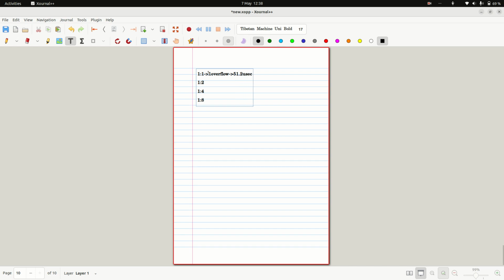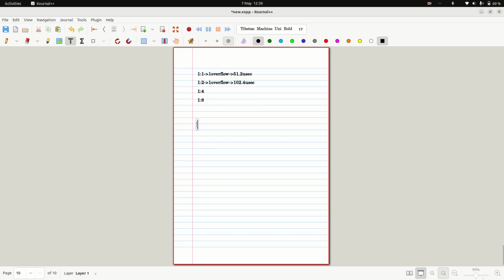Similarly, in the case of 1:2, two overflows happen, isn't it? So what is the duration for that? 102.4 microseconds is the duration. Similarly, you can go with 1:4, 1:8. So it just delays the process of the timer going to the ISR. That is nothing but scaling.